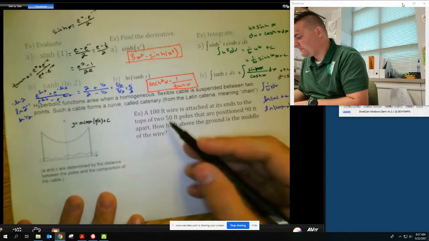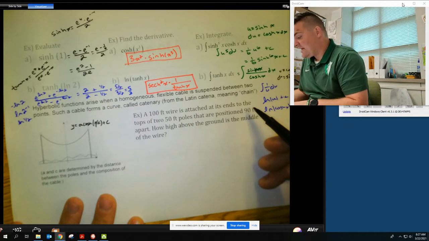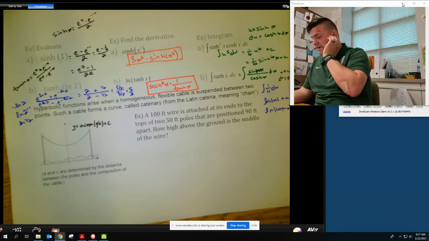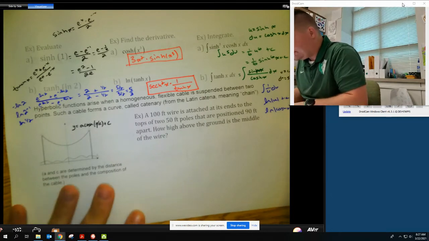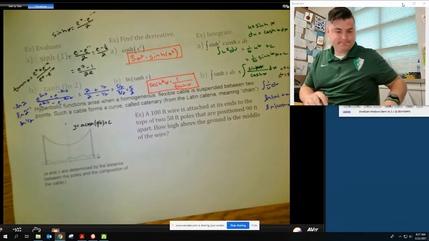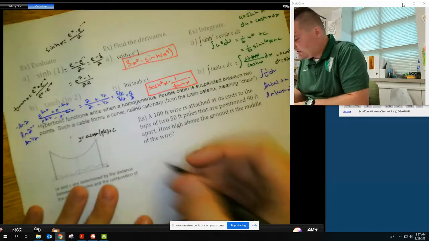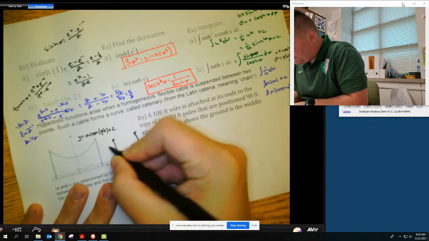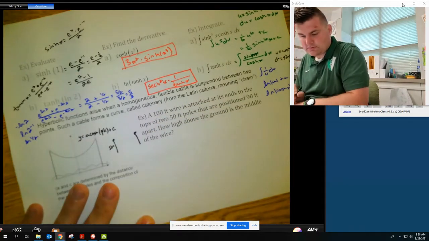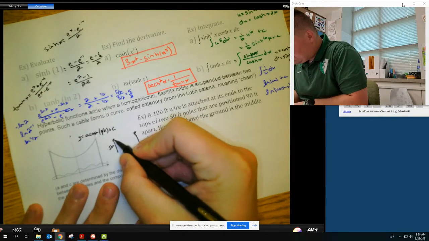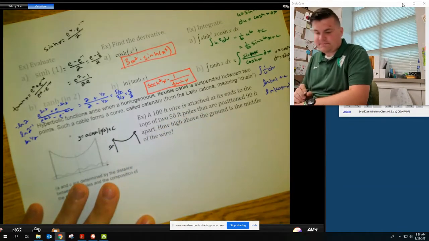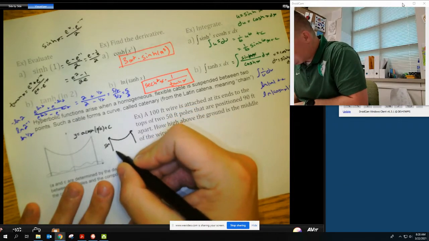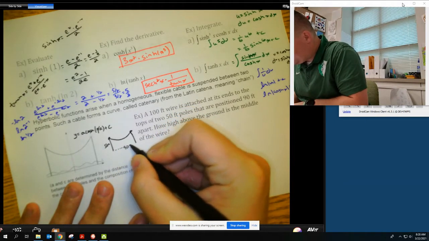So we have a 100-foot wire that is attached at its ends at the tops of 2 50-foot poles that are positioned 90 feet apart. So if I were to draw a little picture here, these poles are 50 feet. Have that little guy right there. We know that the length of that wire is 100, but yet these are 90 feet apart.